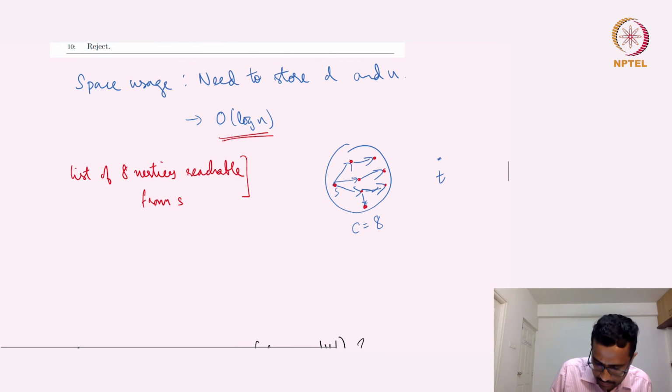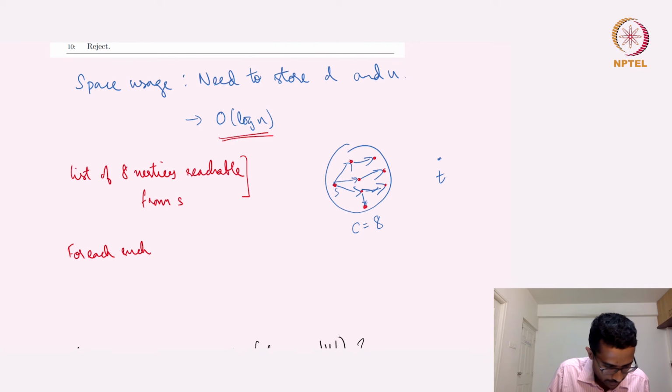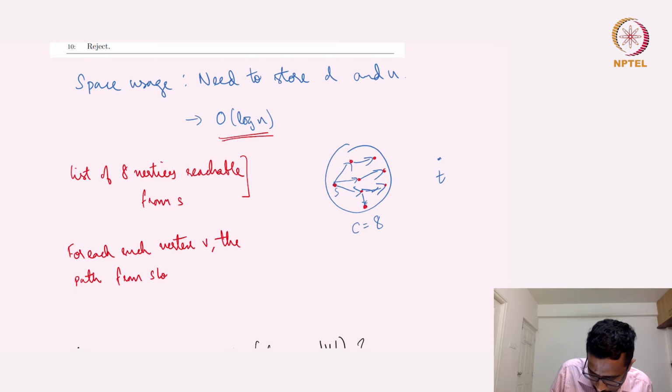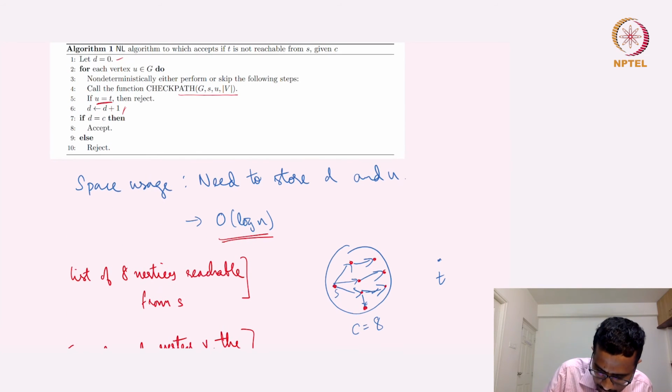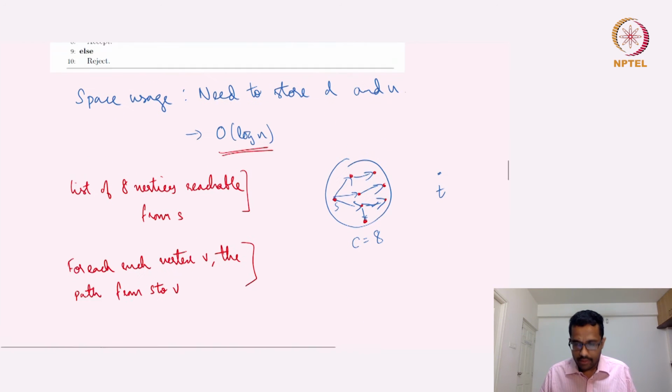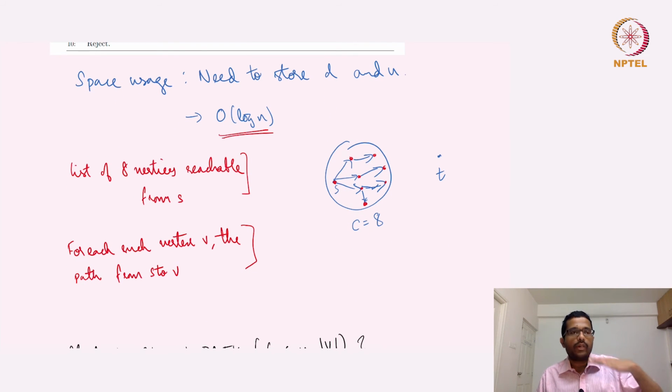And then for each such vertex V that is guessed to be reachable, we guess the path from S to V. And this is not done in the code that we showed right here, because that is being done by the function checkPath. Okay. So here we guess each vertex, one by one, to be reachable or not reachable. If it is reachable, we guess the path.